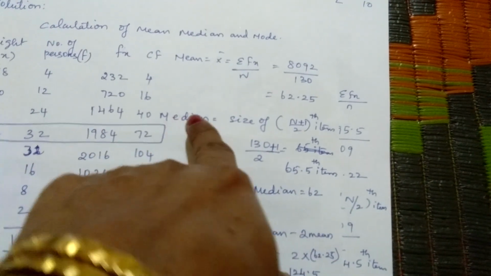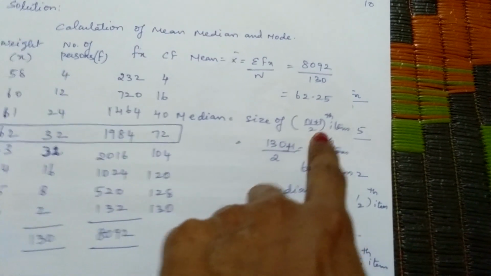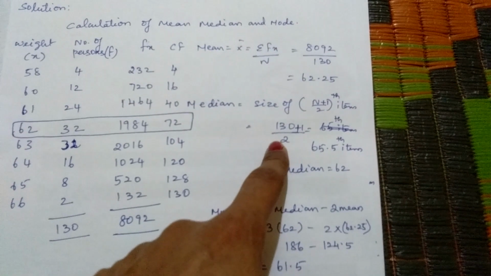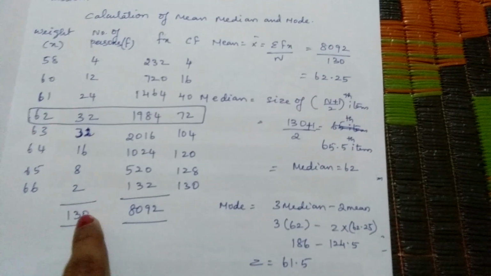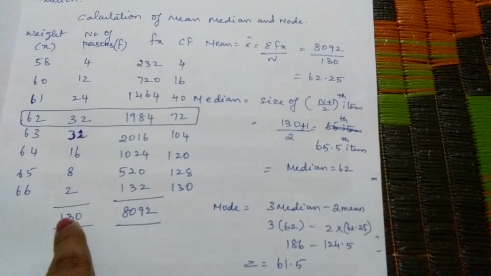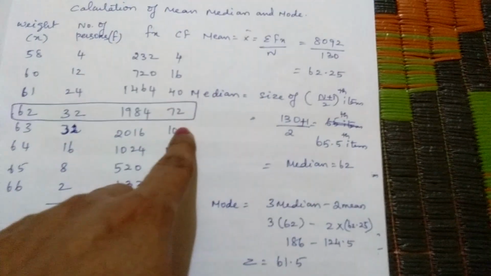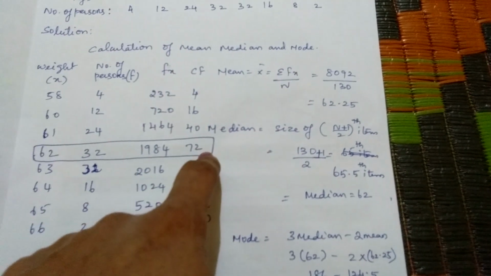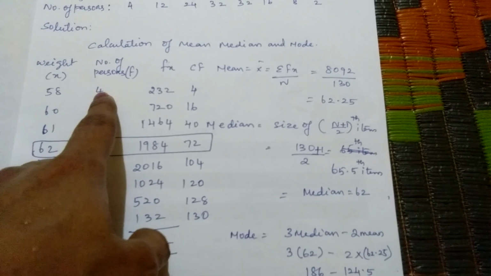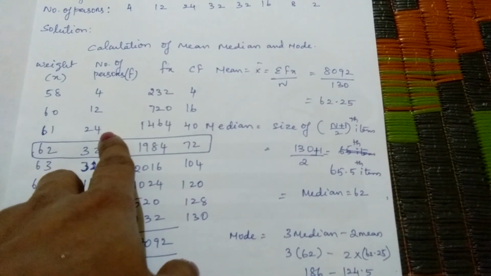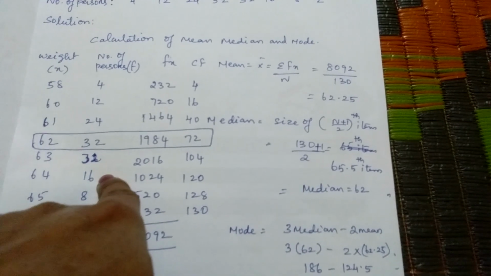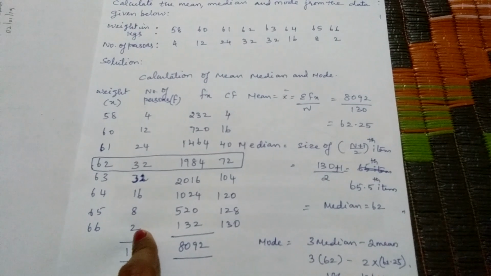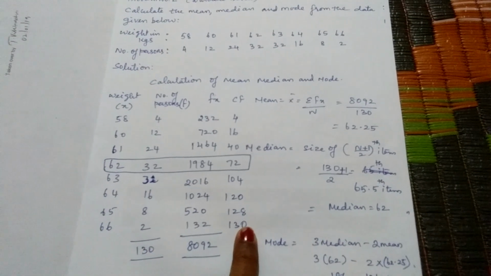Now, median. Median, what is it? Size of n plus 1 by 2th item. That is the formula for median. Now, what is n? That is 130. 130 plus 1 is 131 divided by 2 is 65.5. In which one it will come, you have to see. For that you have to find out cumulative frequency. So cumulative frequency 4, 16, 16 plus 24, 40, 40 plus 32, 72, 72 plus 32, 104, 104 plus 16, 120, 128, 130. This and this are same.